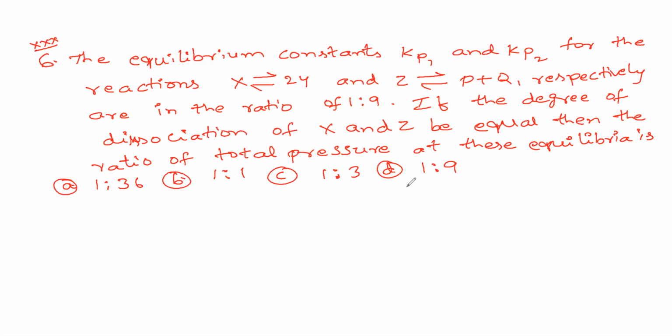So first, let us take the solution. What they have given: Kp1 and Kp2 are in the ratio of 1:9. If the degree of dissociation of X and Z are equal, then the ratio of total pressure at these equilibria is asked. So let us take the first reaction, X gives rise to 2Y.